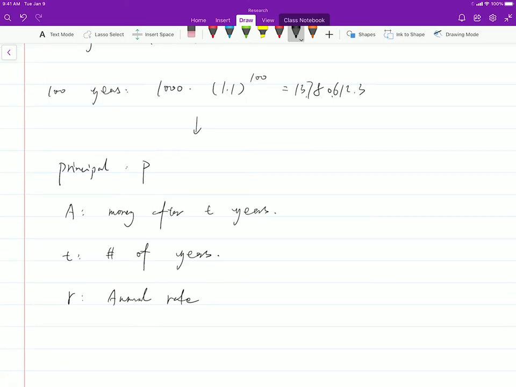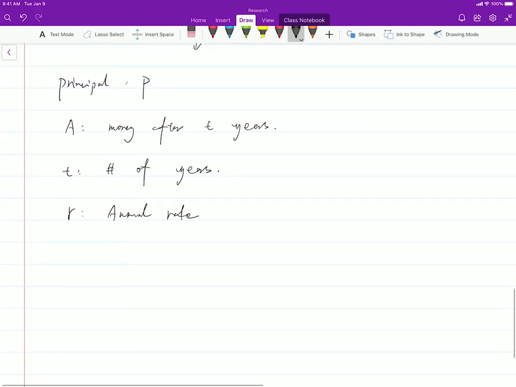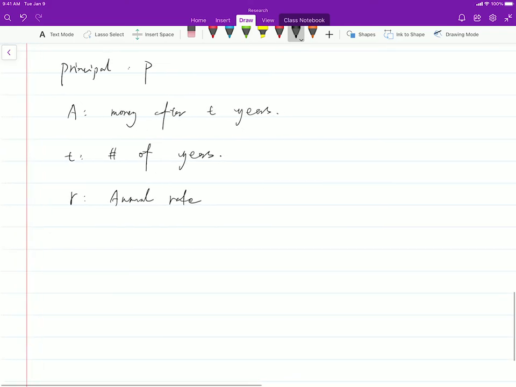Usually, if you go to a regular bank for a checking account, they may give you 0.5%, I think. And maybe for a good one, you can get some 2.3% or things like that. Finally, we need one more thing, which is the number of compounds per year, which is very easy to understand.